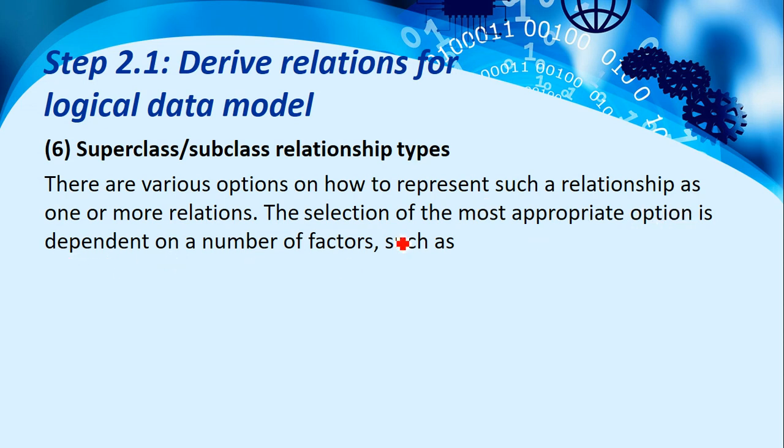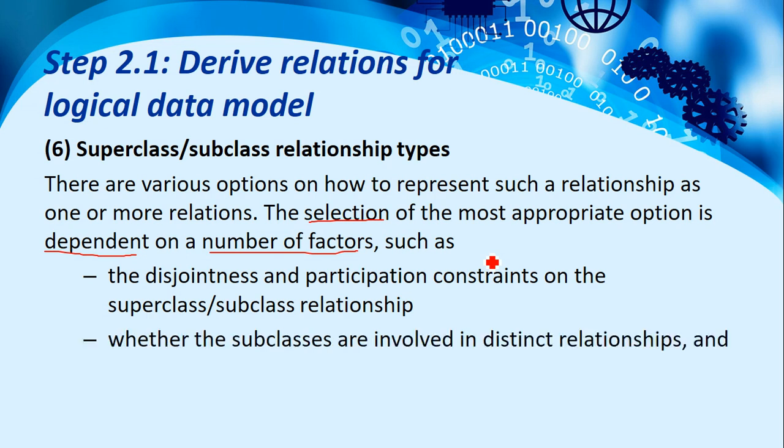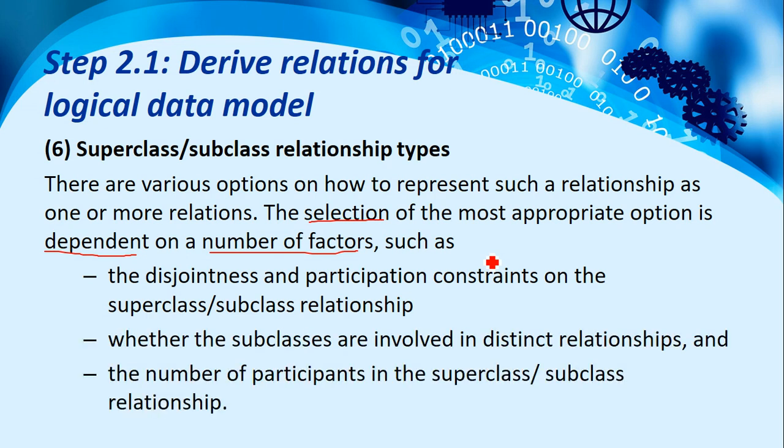on a number of factors. These are the following factors: the disjointness and participation constraints on the superclass-subclass relationship, whether the subclasses are involved in distinct relationships, and the number of participants in the superclass-subclass relationship.